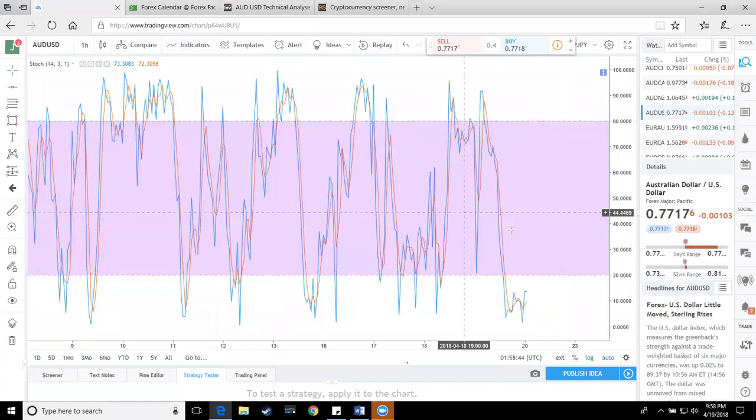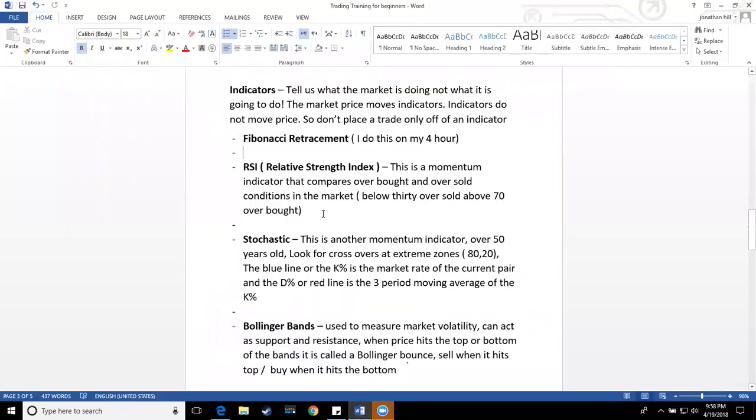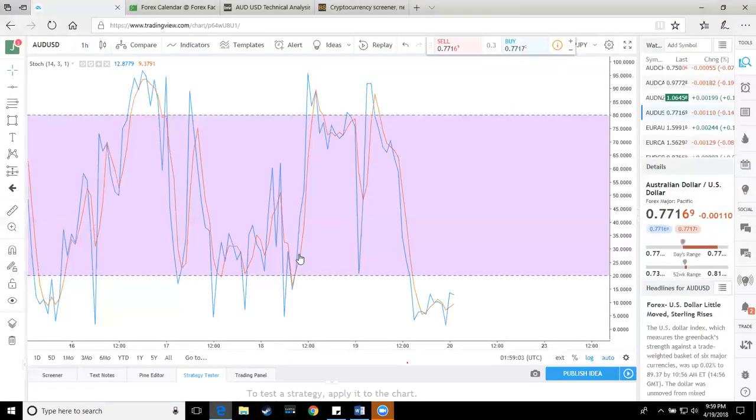Pull this up. So again, the levels we're going to want to look for with stochastics are 80 and 20. The blue line is your K%. The K% means it's the market rate of the current pair. So it's an average of the current pair. So that's going to be your blue line. Your blue line is your K%.